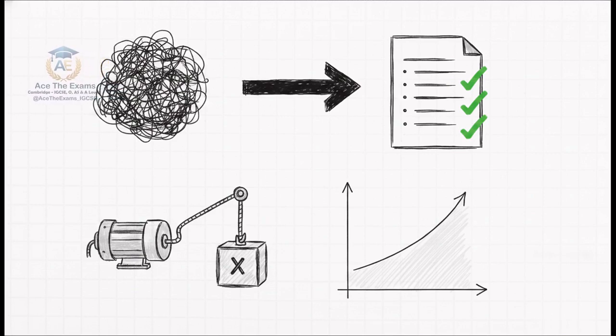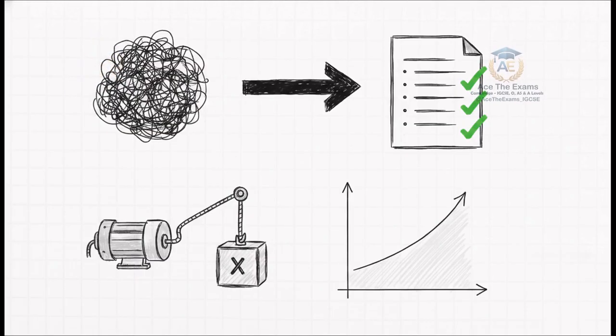Fourth, interpreting relationships. If a graph shows force on the y-axis and distance on the x-axis, interpreting that relationship means instantly recognizing that the area under that curve equals the work done. Finally, drawing evidence-based conclusions. You must look at the data tables provided and use those exact numbers to support your written statements. Let's go back to our student Alex for a second.